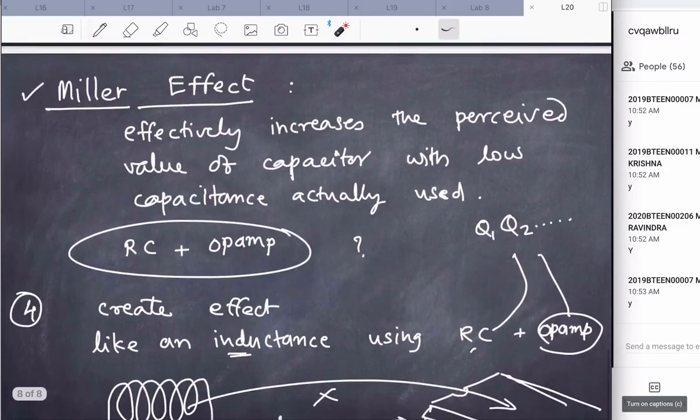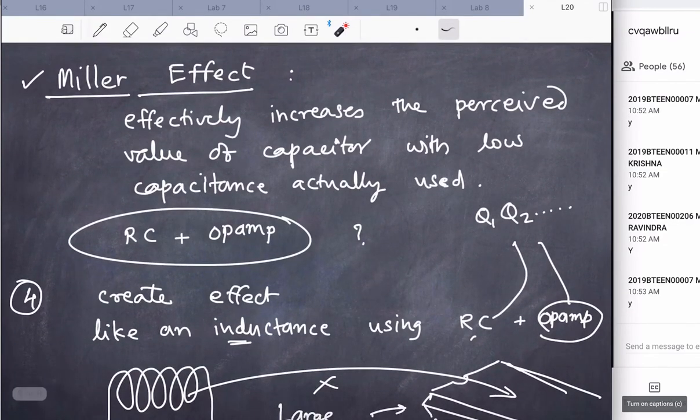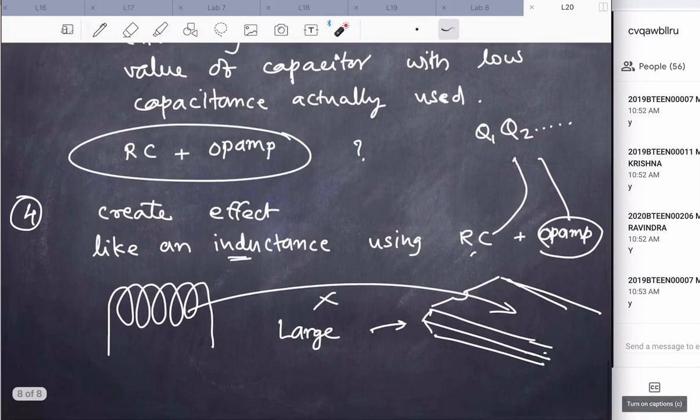Okay, how does it happen? It is based on the Miller effect, which I did not explain now, but we will do it at some other time. The fourth advantage is to create an effect like an inductance using only RC and op amp. This seems to be magic, but that magic can happen. So, you will be able to put a circuit inside the IC which will work like an inductor, but it will not be an inductor physically. It will be RC plus op amp, which is manufacturable or implementable inside the IC. I hope you understood the importance of op amp in the filter.